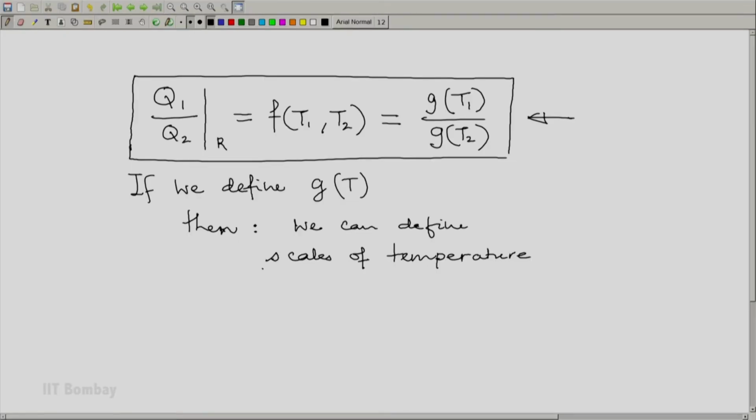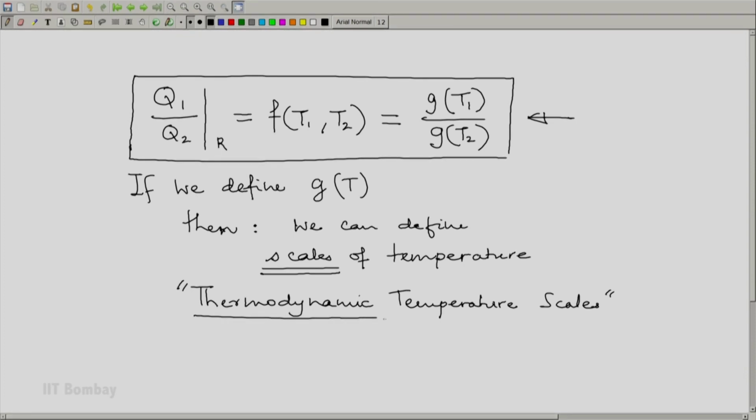So it will depend only on the principles of thermodynamics, and hence these scales of temperature, notice the plural here, because if we define a different type of g, we will get a different temperature scale. These scales of temperatures are known as thermodynamic temperature scales. Why thermodynamic? Thermodynamic because they do not depend on the property of any particular material.